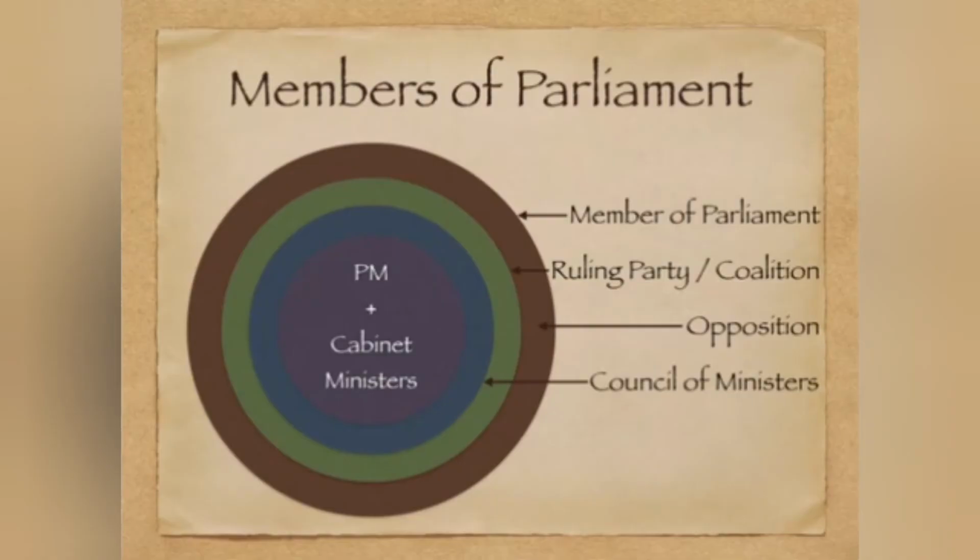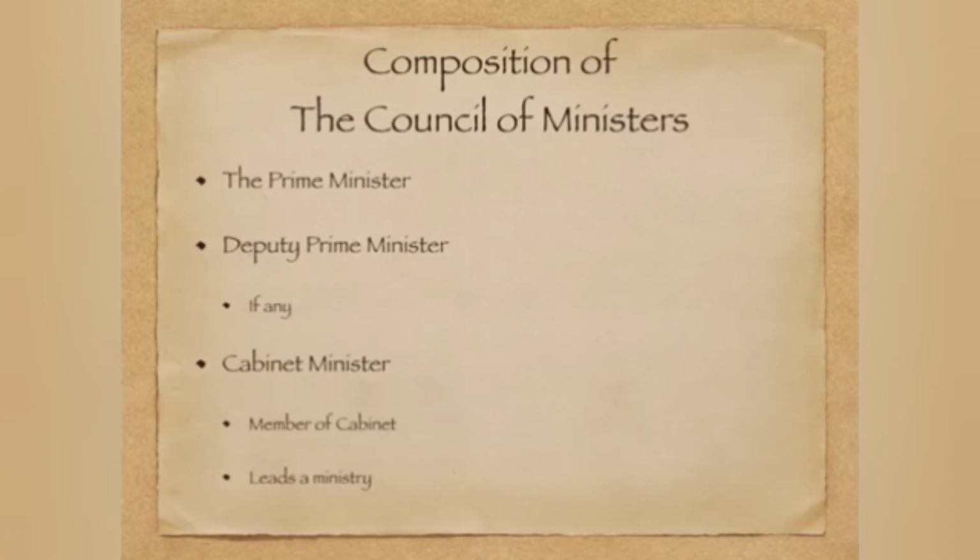The prime minister is appointed by the president and other ministers are appointed by the president on advice of the prime minister. The prime minister prepares a list of other ministers and they are formally appointed by the president. The president cannot appoint any minister against the wish of the prime minister. The number of ministers cannot exceed 15% of the strength of the Lok Sabha, that is, it cannot exceed 82 members.